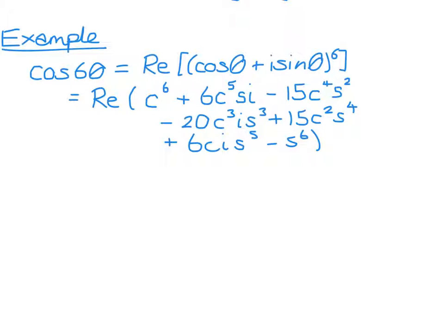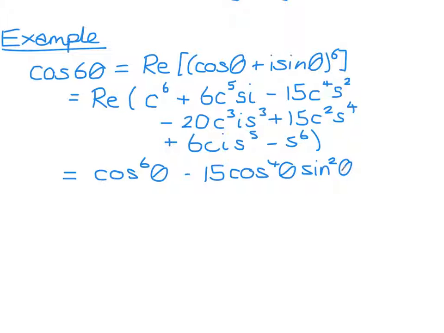So now we're only interested in the real part, so this is just cos theta to the power of 6 minus 15 cos theta to the power of 4 times sine theta squared plus 15 cos squared theta times sine theta to the power of 4 minus sine theta to the power of 6. And this is our final answer.